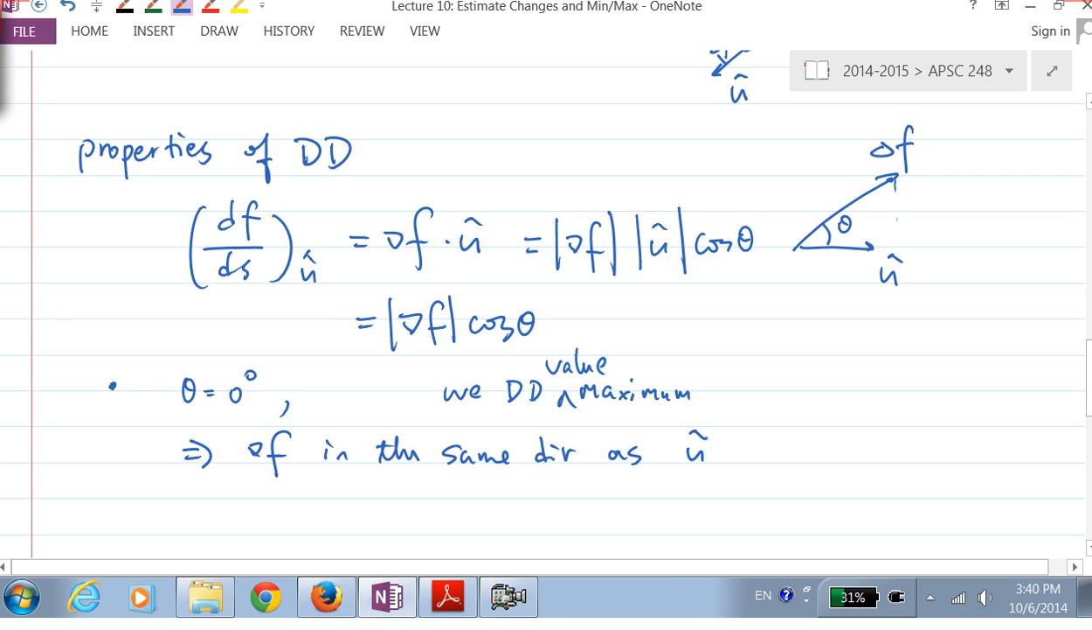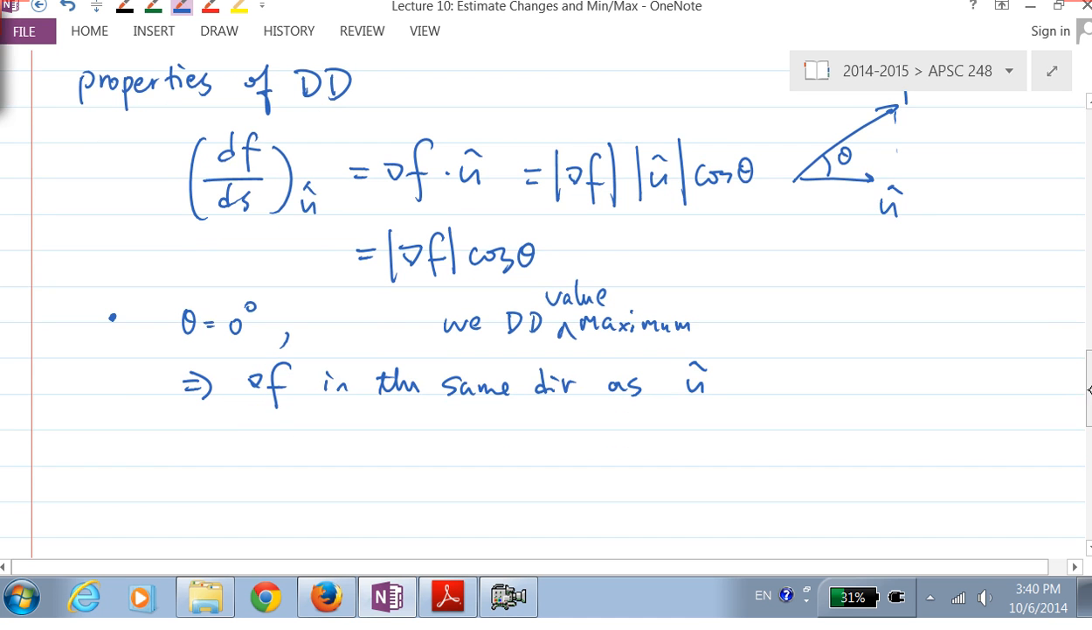Okay, as u hat. So that essentially brings down to this conclusion: if you want the directional derivative to be maximum, then your del f needs to be in the same direction as u hat. Or if the del f is in the same direction as u hat, then you have a maximum directional derivative. Is that clear? So basically, either way works.